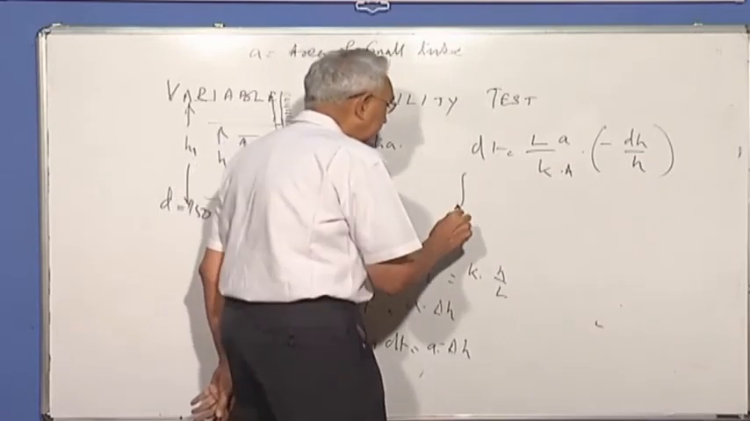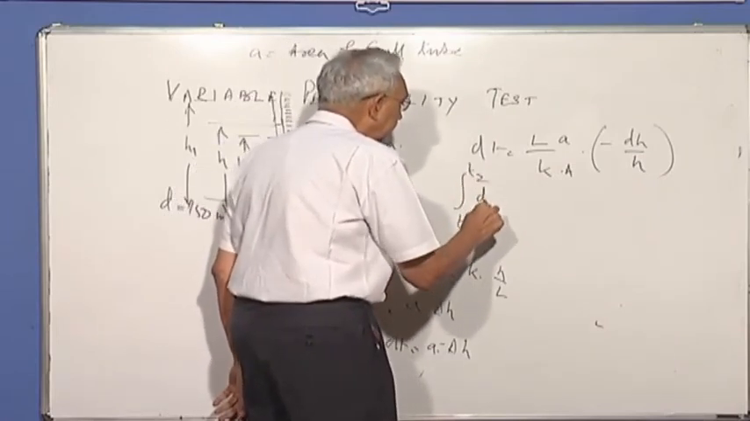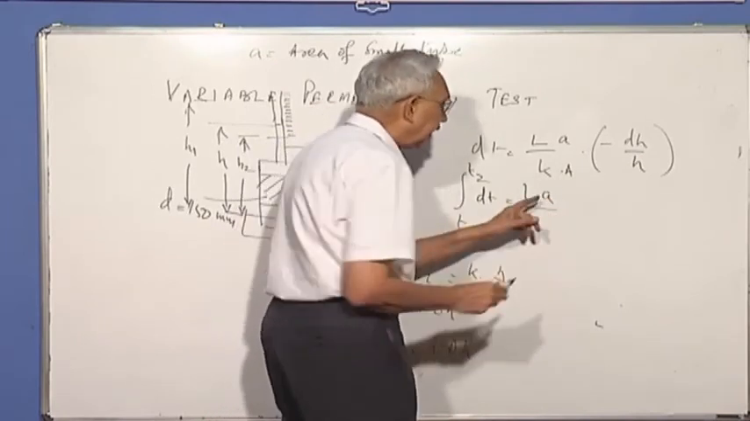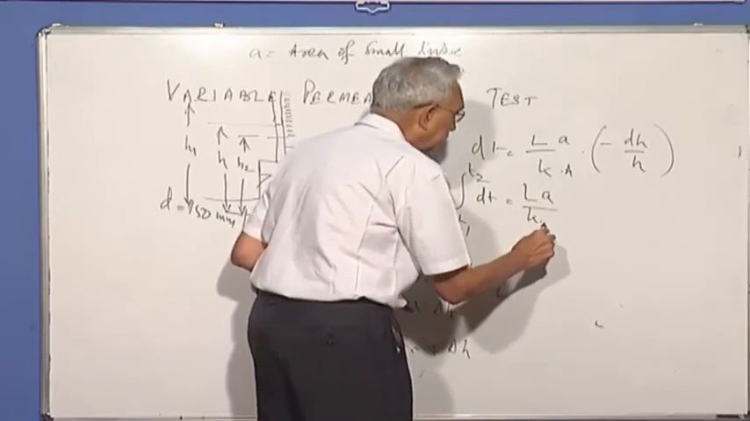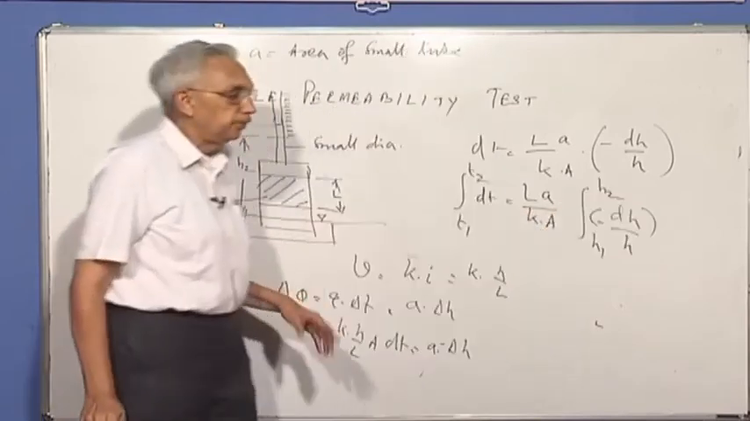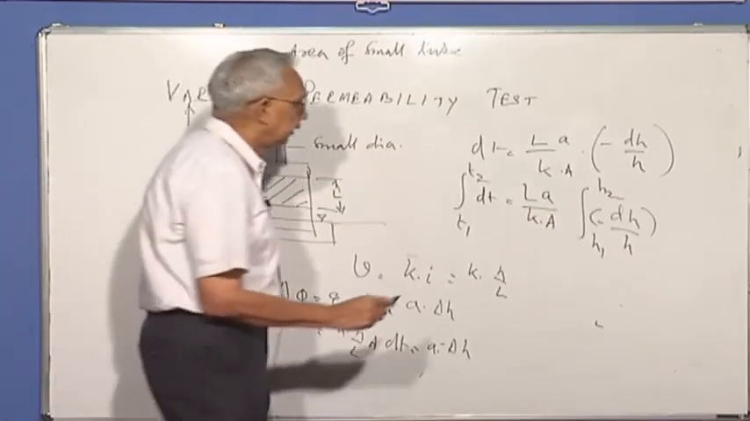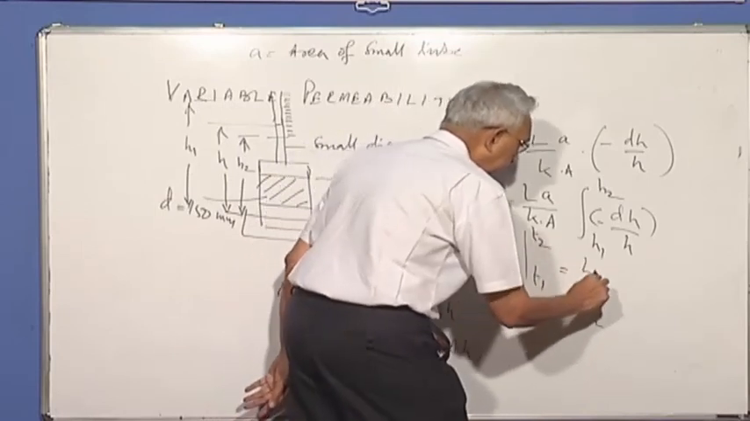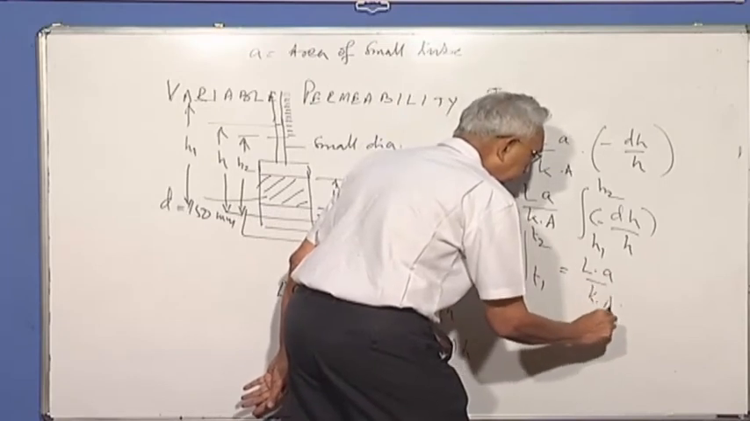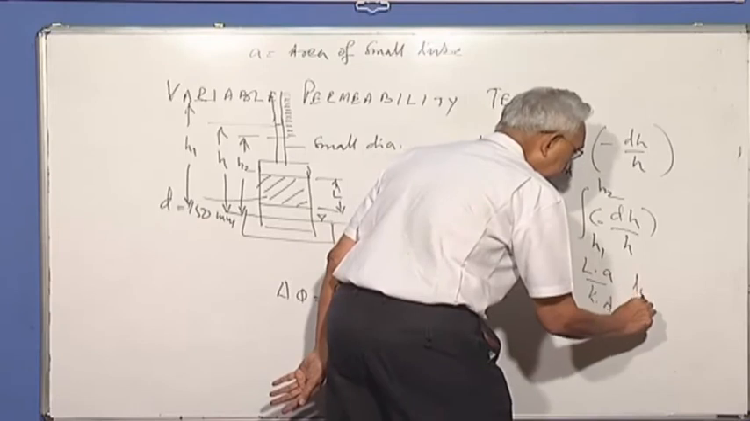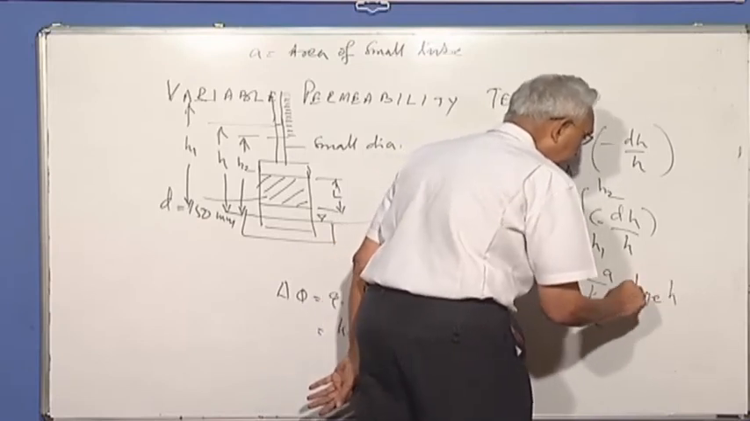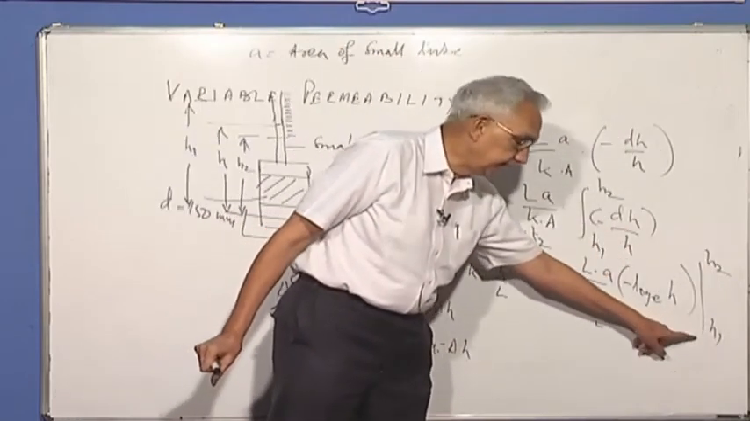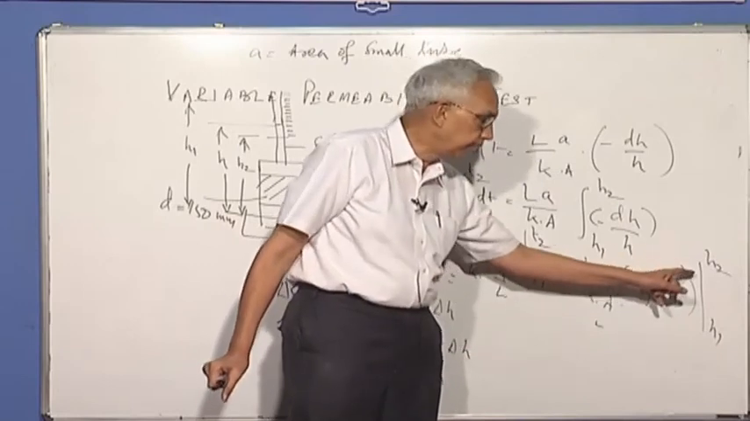Can we integrate this now? T1 to T2 dt is equal to L, the length of the sample through which flow is taking place, area of the small tube by coefficient of permeability, and area of cross section, you know how to integrate the two terms. So this becomes T1 minus T2 is equal to L into a by k into capital A, and you will have log to the base e of h, because with a minus sign, h1 to h2. At t is equal to 0, the height is h1. At t is equal to t2, height is h2.